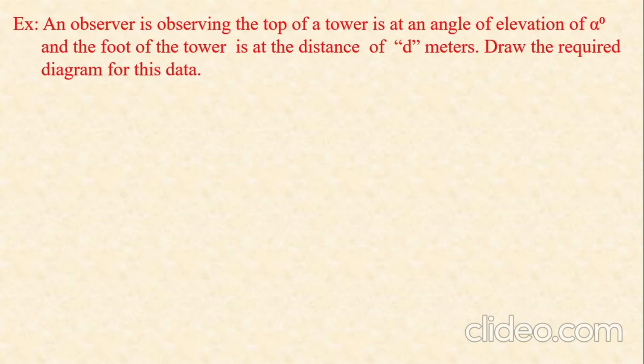So first example I will give you. An observer is observing the top of a tower at an angle of elevation of alpha degrees, and the foot of the tower is at a distance of d meters. Draw the required diagram for this data. Okay children, I will read it once again. An observer is observing the top of a tower at an angle of elevation of alpha degrees, and the foot of the tower is at a distance of d meters. Draw the required diagram for this data.